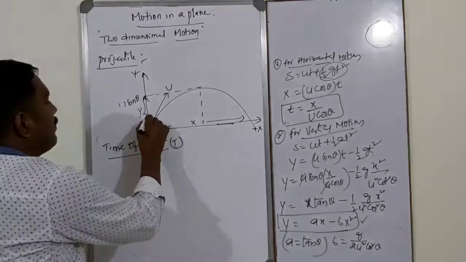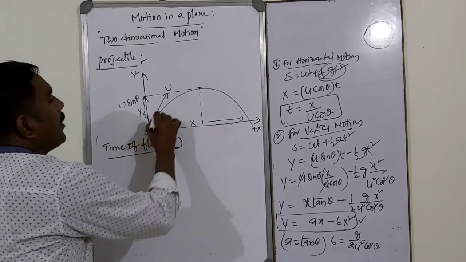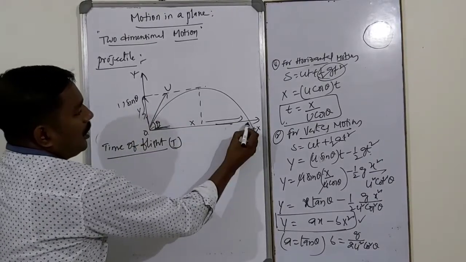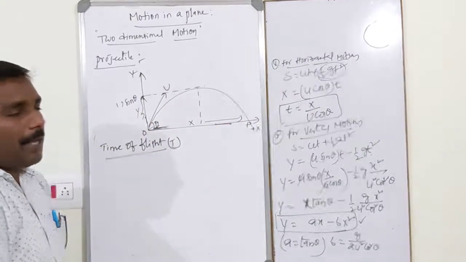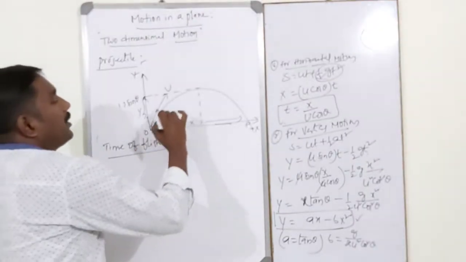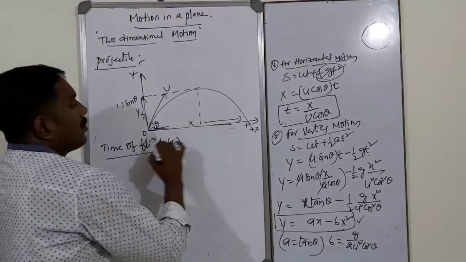That is simply the time taken by the body from O to this region. Suppose I will take it as P. O to P is the total time taken by the projectile, and we travel a distance like this. Of course, this is the total distance.